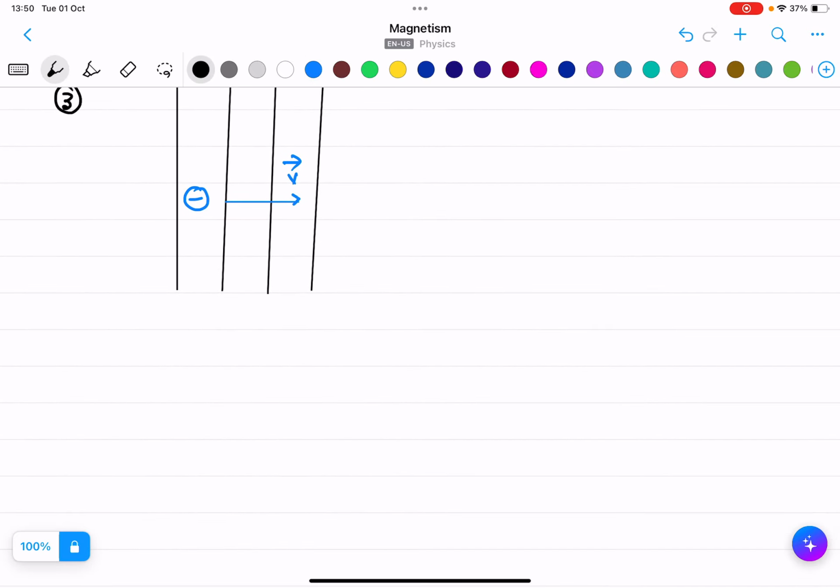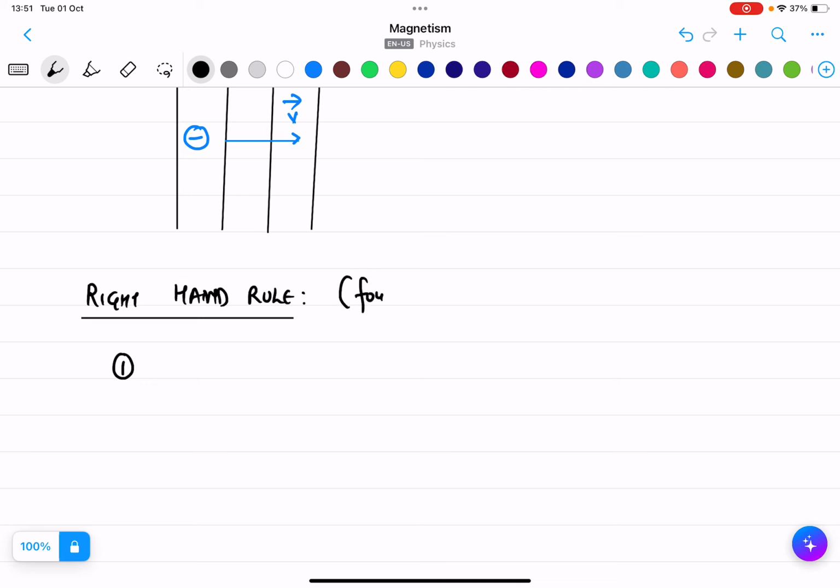I am writing here what the right hand rule says. If we see our hands, we have 4 fingers, 1 thumb and there is a palm. So basically I cannot show you my hands right now, but just visualize everything. It's very, very important.